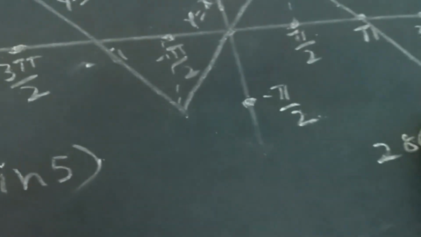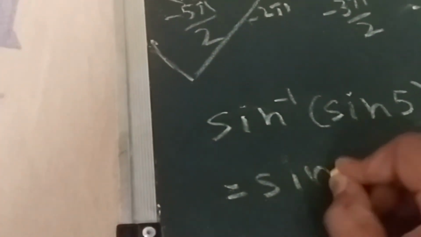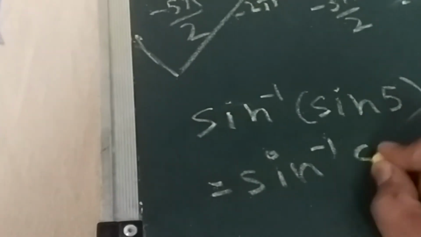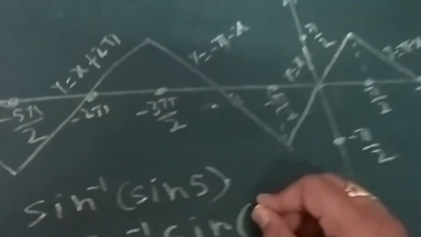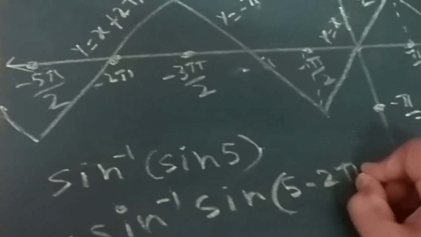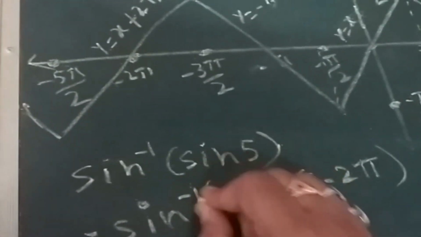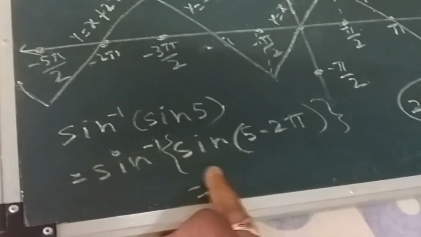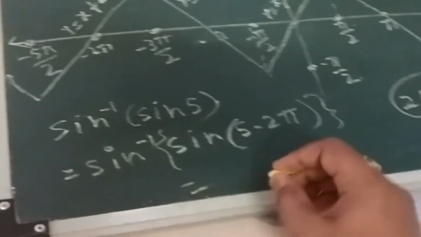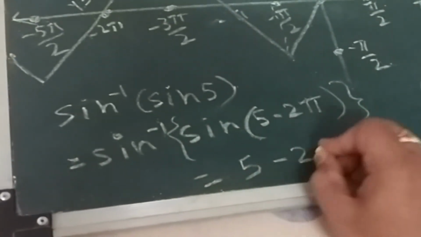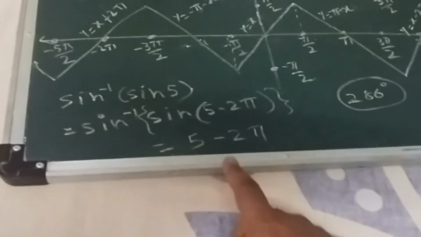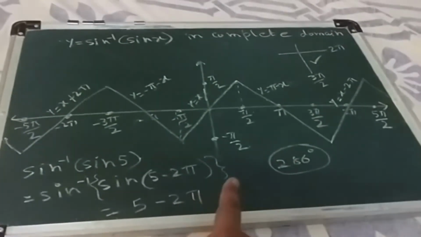Here I am writing it was 286 degree, and here you have to write sine inverse sine of x minus 2 pi, but here it is 5 minus 2 pi. So this is the thing. Now obviously you can see sine inverse and sine will be taken out, so the answer will be 5 minus 2 pi. The answer will be 5 minus 2 pi. So you have to remember the values.